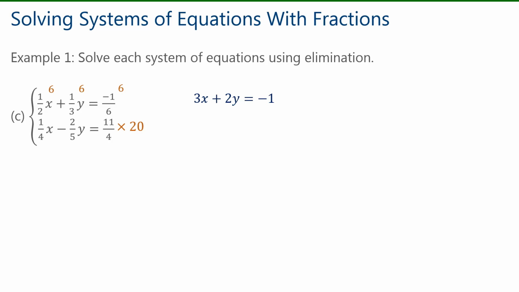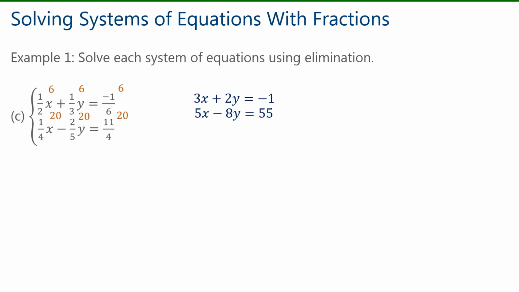Now for the second equation, a quarter of 20 is 5, so you'd have 5x. Now to multiply 2/5 by 20, you can see how many times 5 goes into 20, which is 4. And then multiply that by 2, which will give you 8y. And then 11 over 4 times 20 is 55. You can work each one out by hand, or you can use a calculator if you like. So now you can see this system is much easier to work with now that we got rid of the fractions. So now we can easily eliminate y.